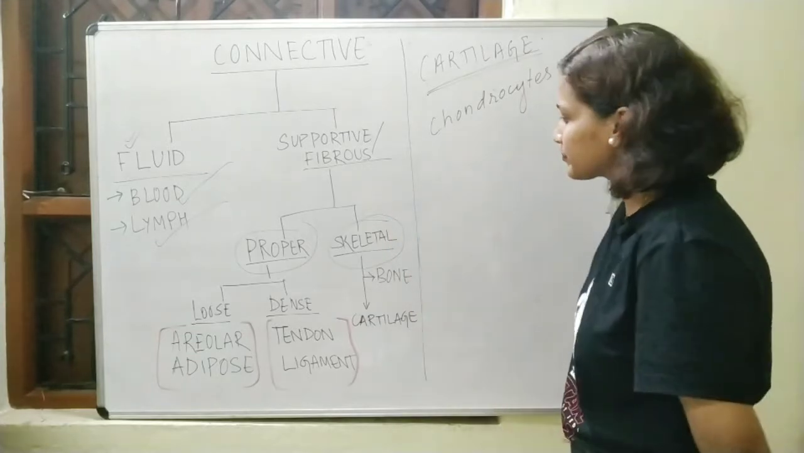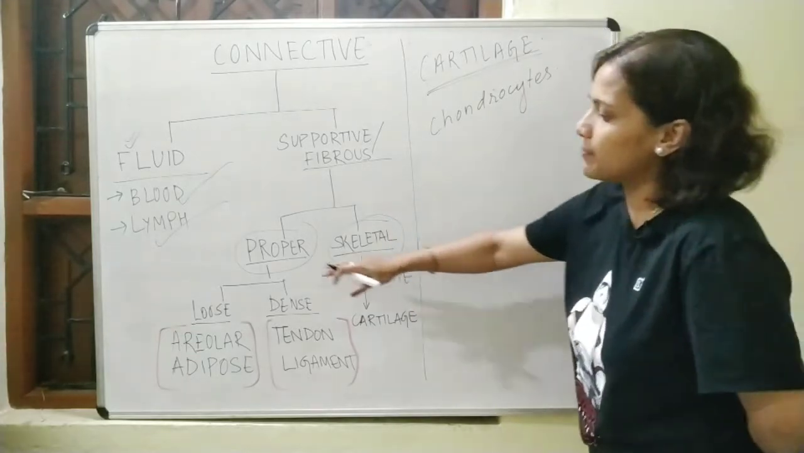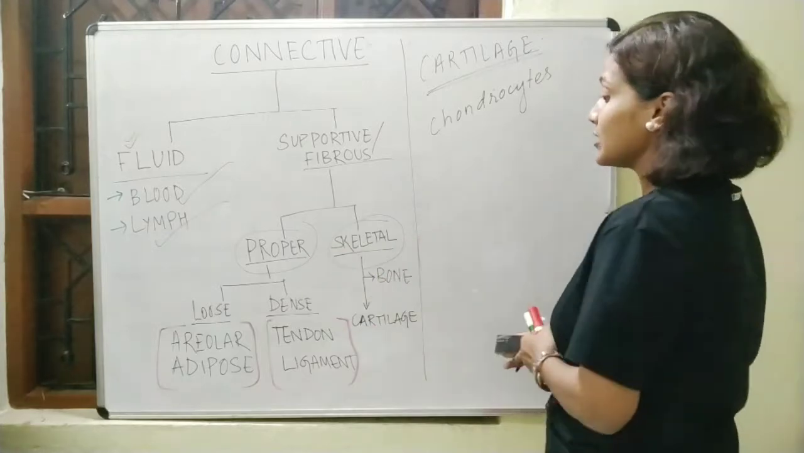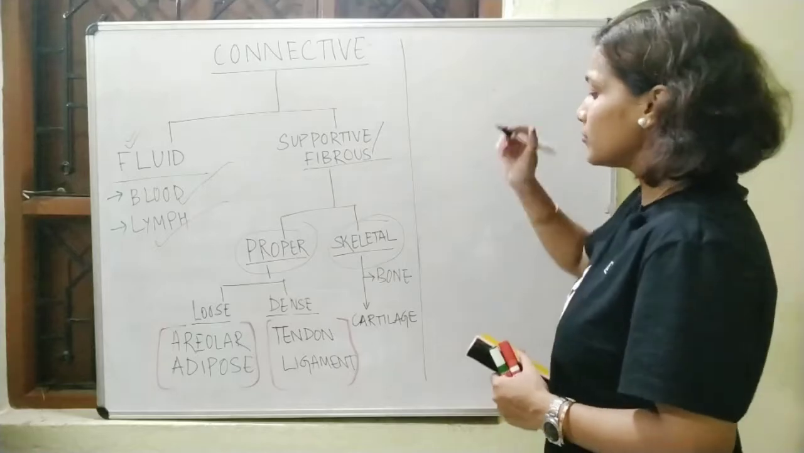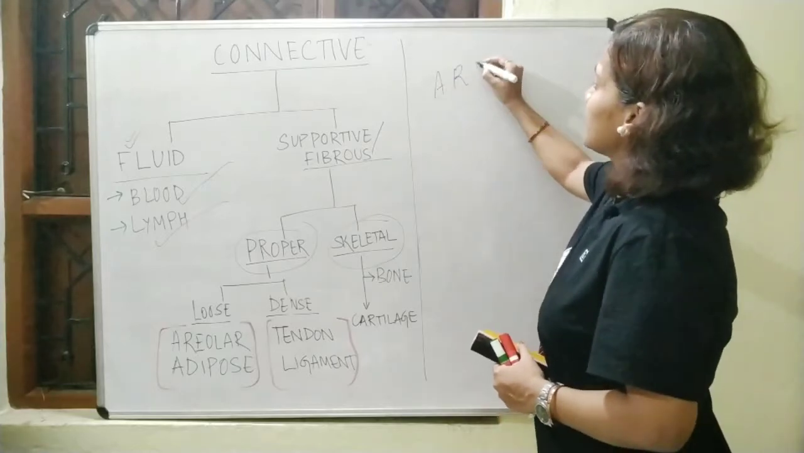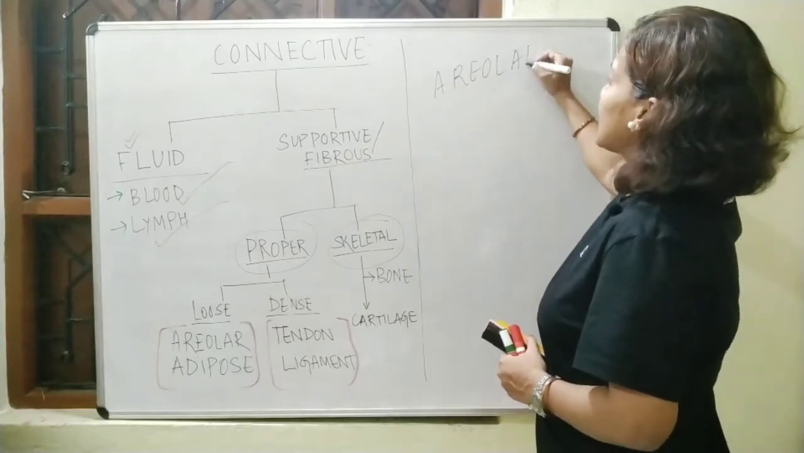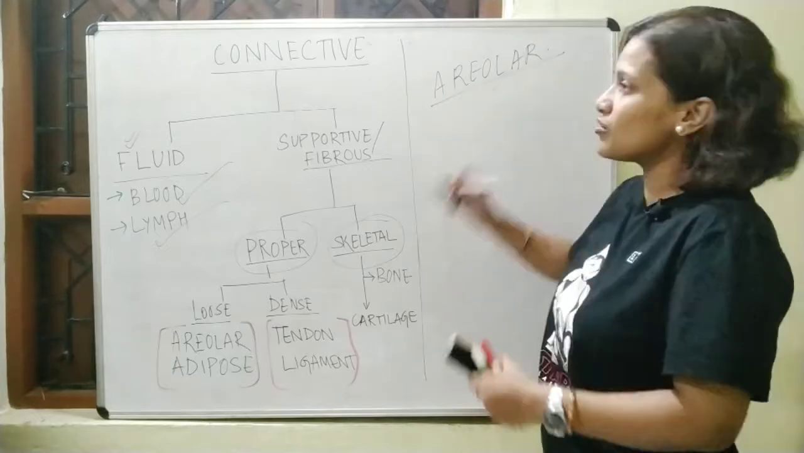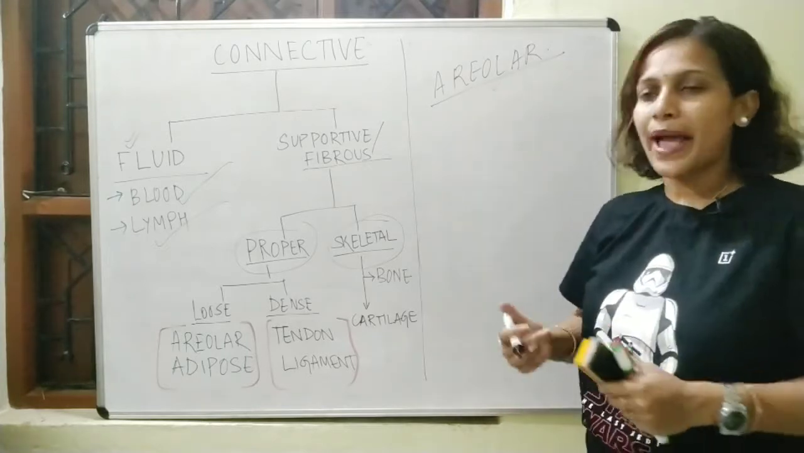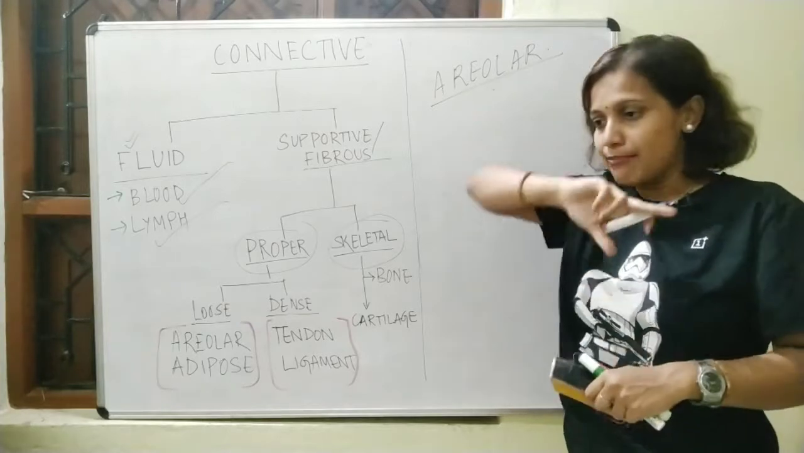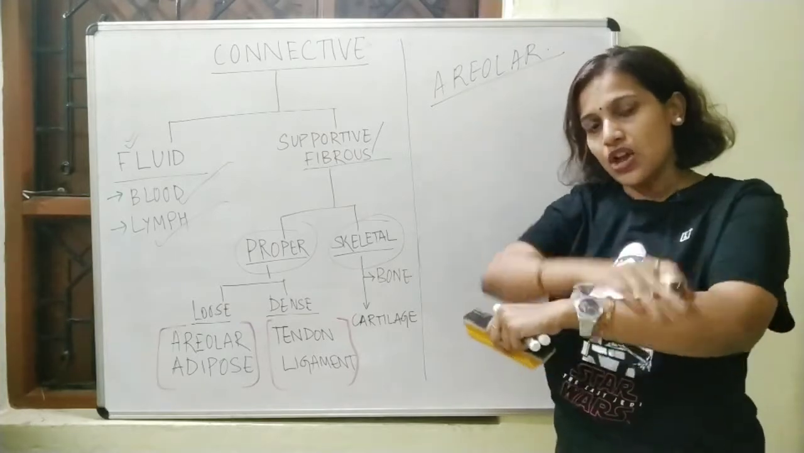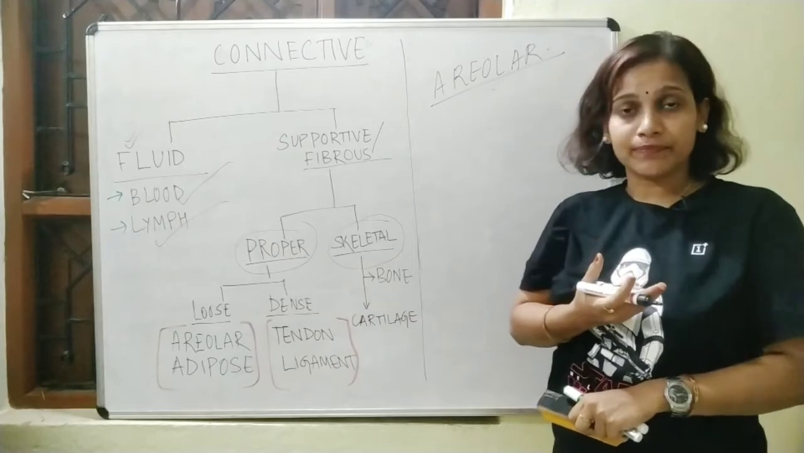Okay, now coming to the proper connective tissue, that is your loose. First I'll target the loose one. Okay, so loose, first I'll tell you what is the areolar tissue. Now areolar tissue is actually called the packing tissue. Why? Because it lies just under your skin. It is responsible for binding the skin layers with the underlying muscles.